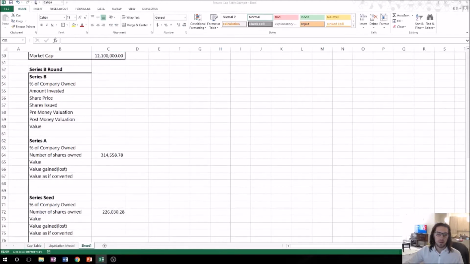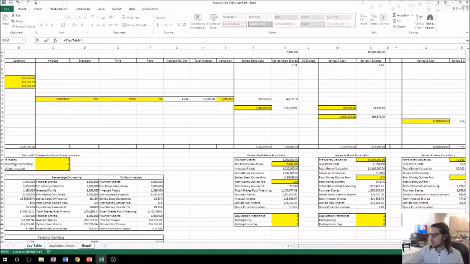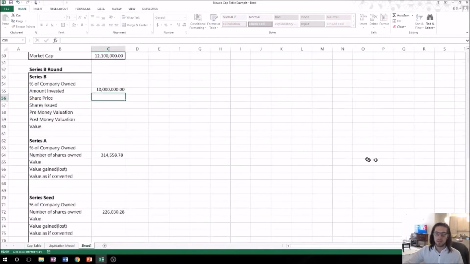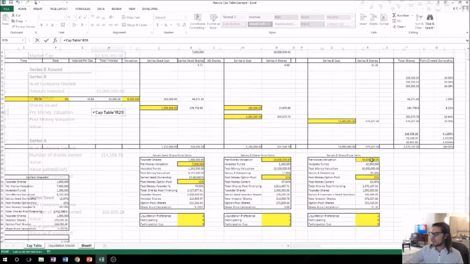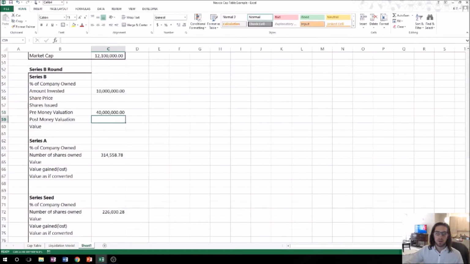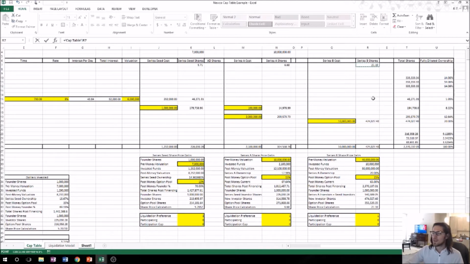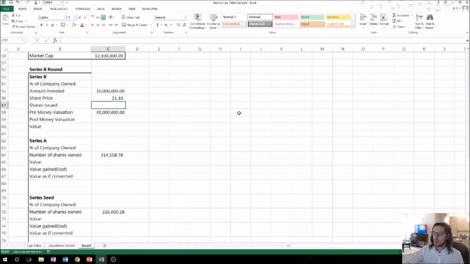And then we're going to go up here to the top and do amount invested. So we know that from the cap table. That's this number here, this $10 million. And then we're going to do pre-money valuation, which is also from the cap table. And that's $40 million right there. And after that, we're going to do share price. Share price, the 2110 from the cap table as well. And then we'll calculate shares issued, which is the amount invested divided by the share price, 474,027.